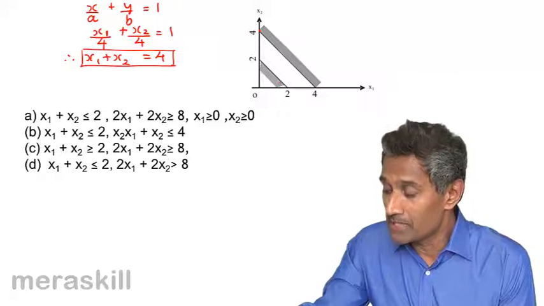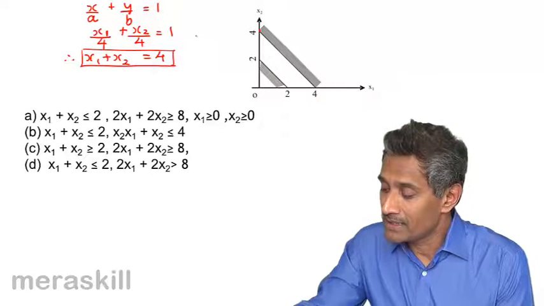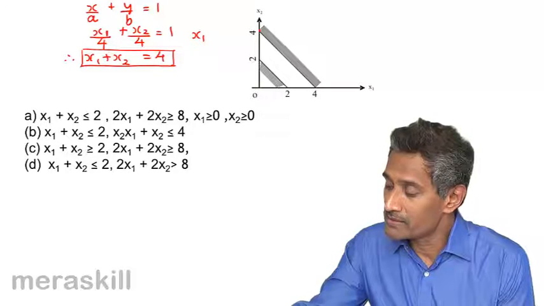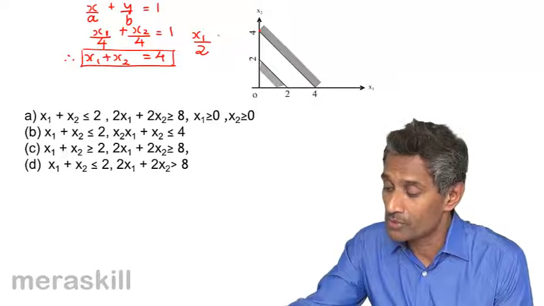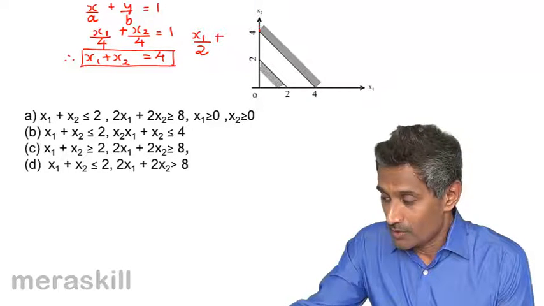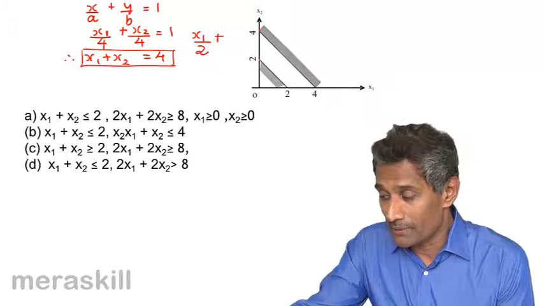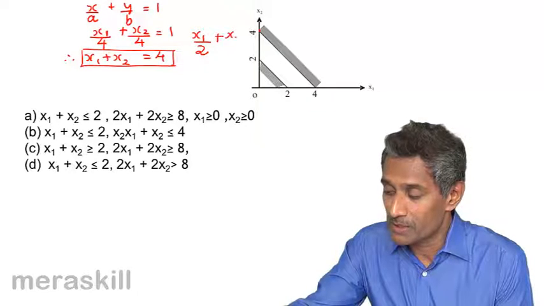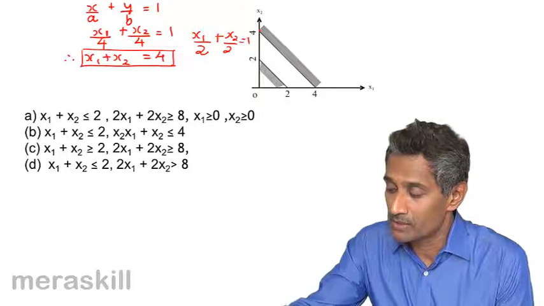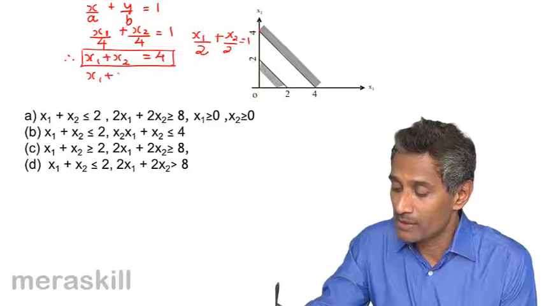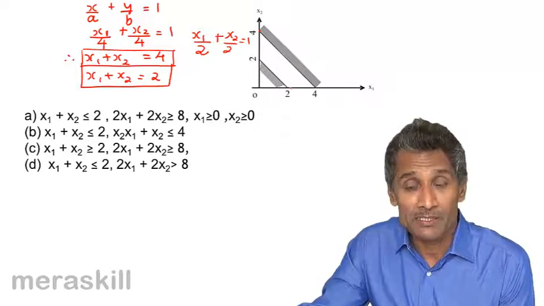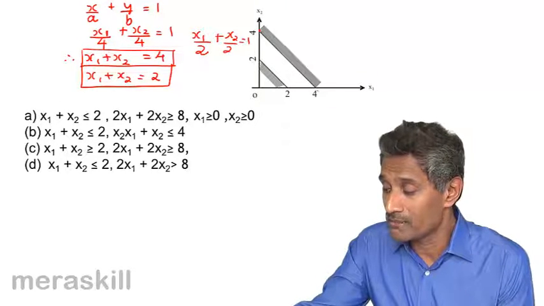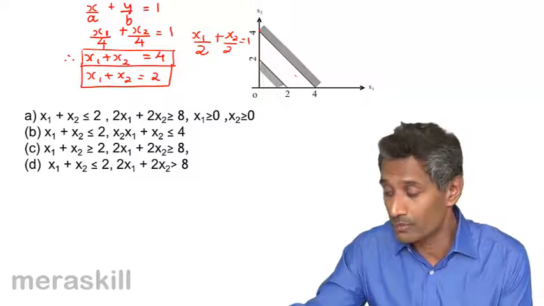Now look at this particular line. This has x-intercept, that is on the x-axis, the x-intercept is 2. So we can write x1 upon 2 plus y-intercept is also 2. So it is y by 2, which is the same as x2 in this particular case, upon 2 is 1. So this particular line is x1 plus x2 equal to 2. So this line is governed by x1 plus x2 is equal to 2, and this is determined by the equation x1 plus x2 is equal to 4.